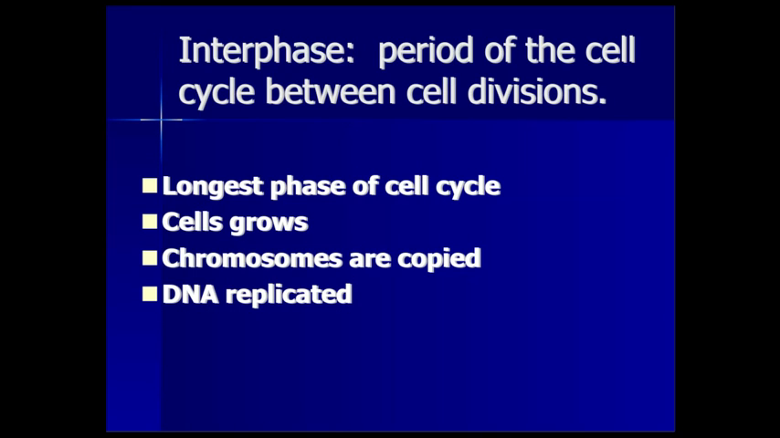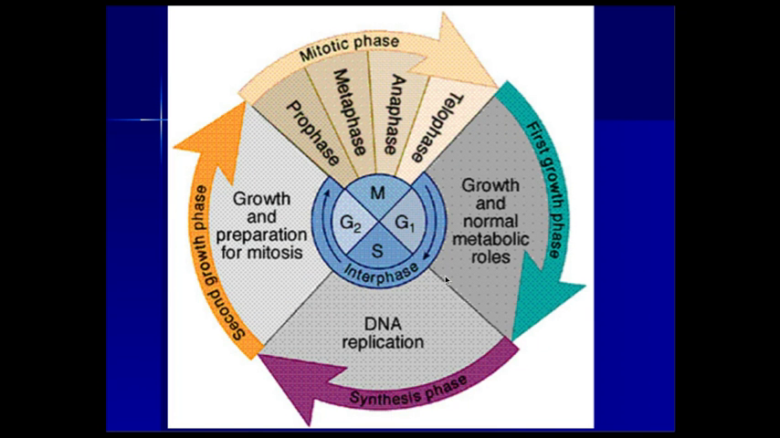So we need to know the different types of reproduction, sexual versus asexual, know what a chromosome is, and know this right here, just that interphase is G1, S, and G2. These are the growth phases, and S is when it replicates, and it goes through this. All right, but interphase is the longest phase.